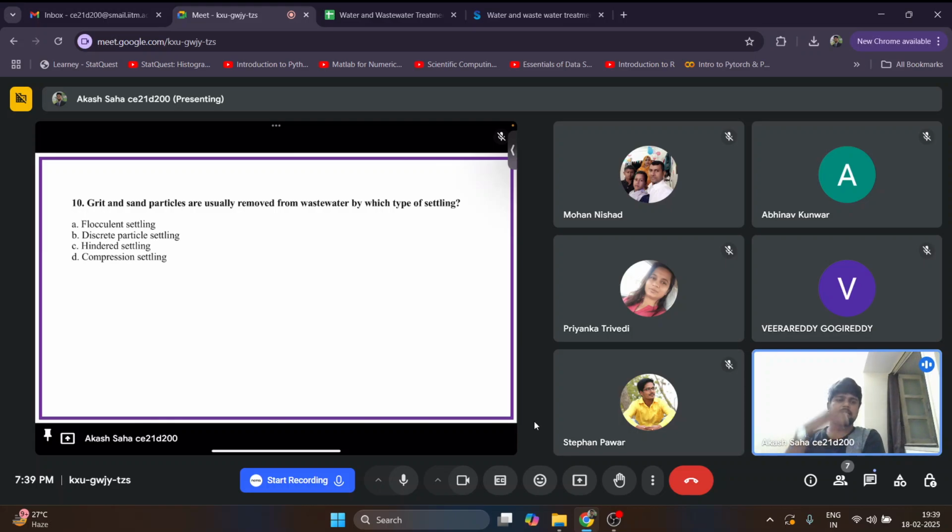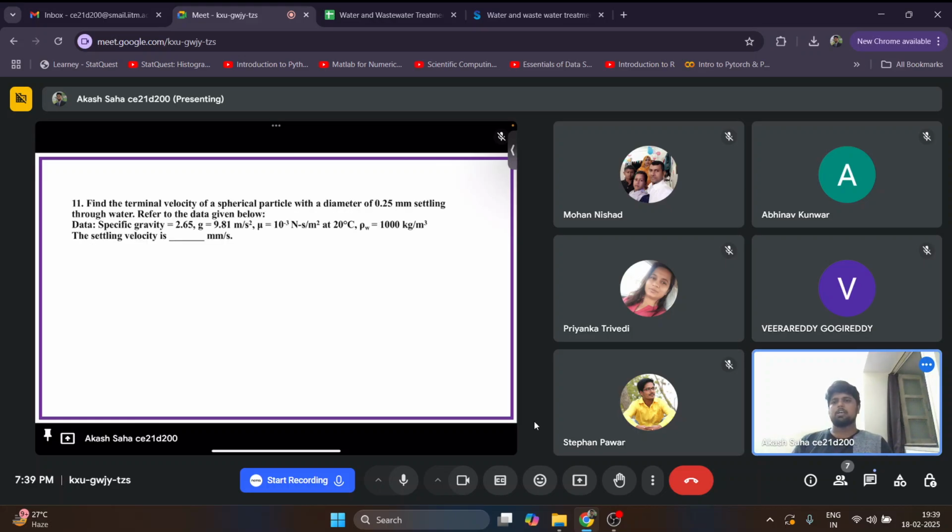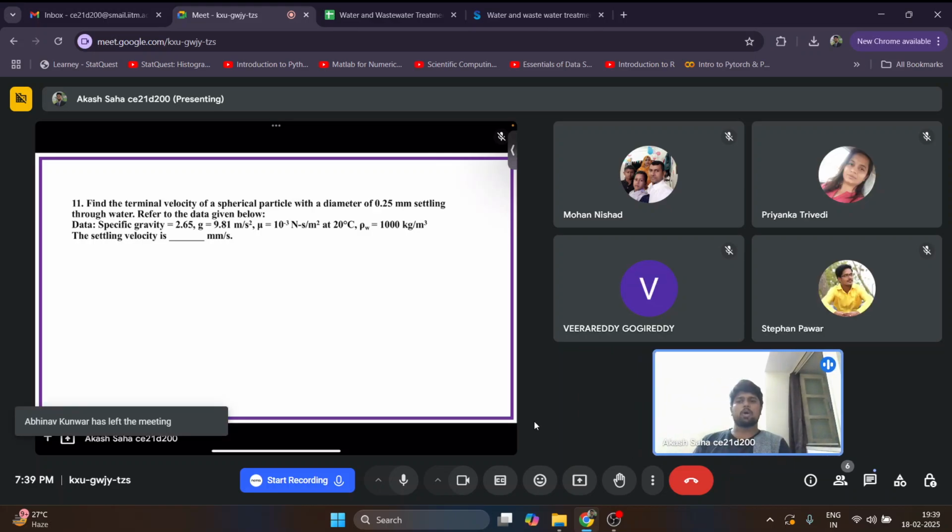We discussed this in detail in the previous class. So B. Definitely it will be discrete particle settling, because the particles will not interfere with each other and they will settle individually. So there is no point of coming in contact with each other, or compression, or forming flocs. This will not be forming in this case, right?